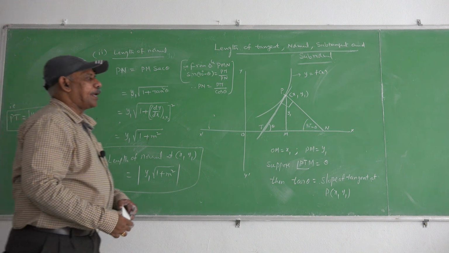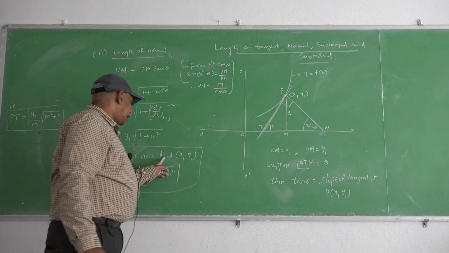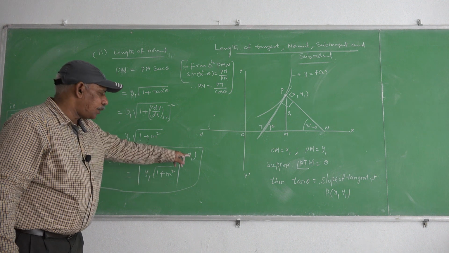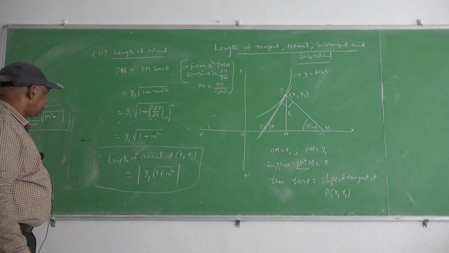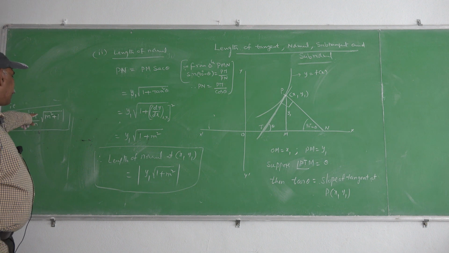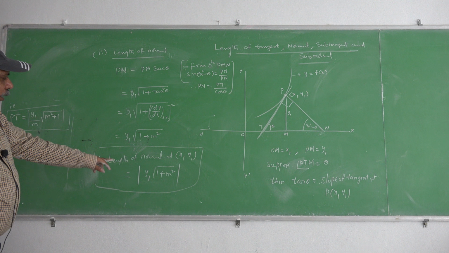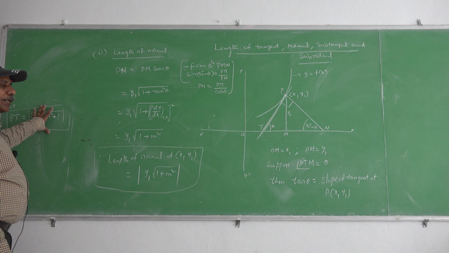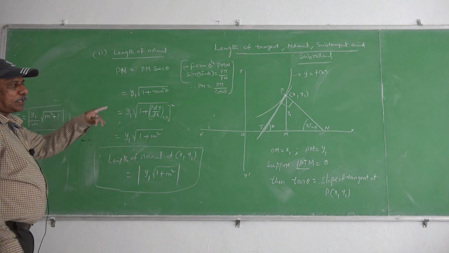Length of the normal PN at x1 y1 to the curve is given by the y coordinate of the point, y1, into square root of 1 plus m square. Whereas the length of the tangent PT is y1 by m into square root of 1 plus m square. There is a little bit of difference between these two. So this is the length of the tangent and this is the length of the normal. One is PT, the other one is PN.